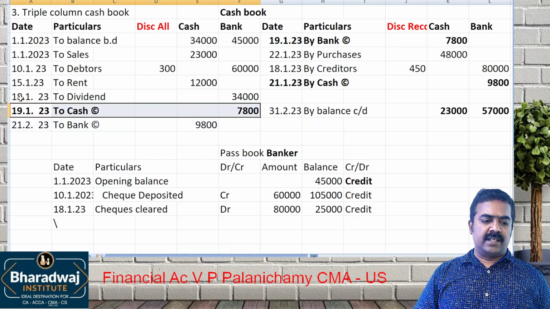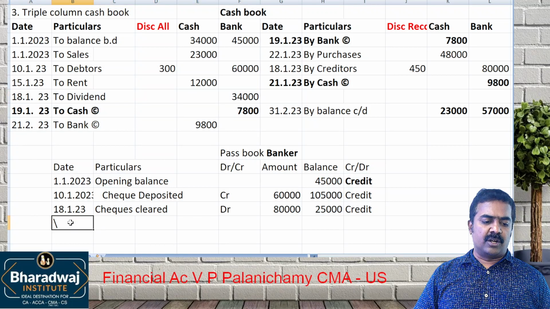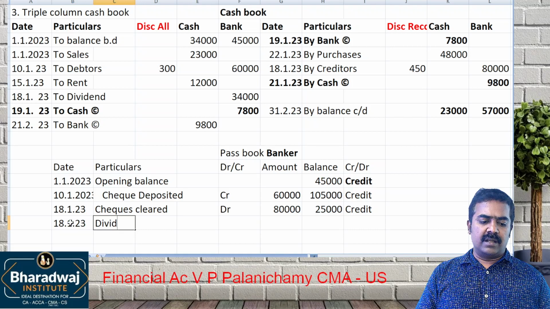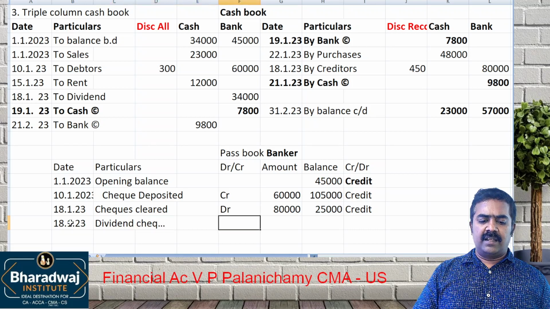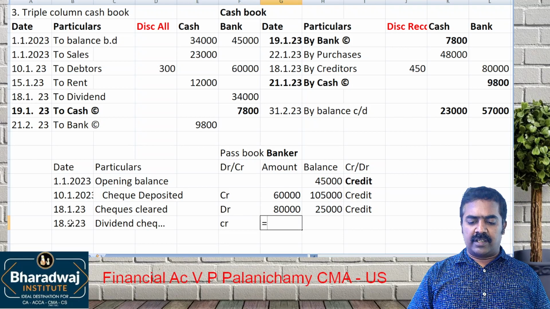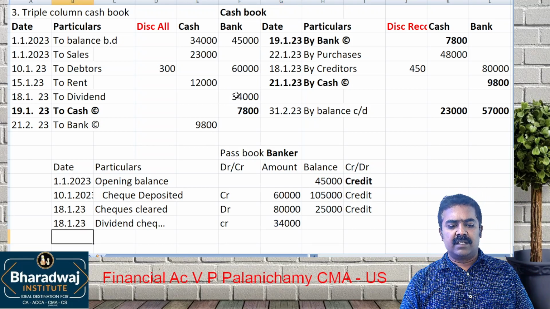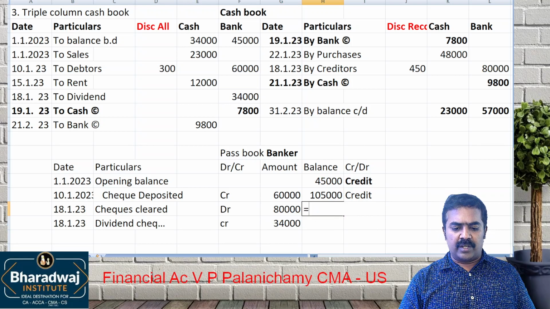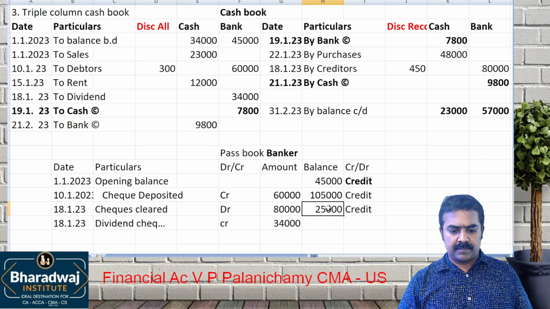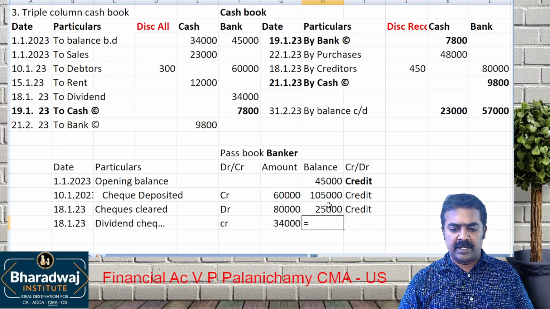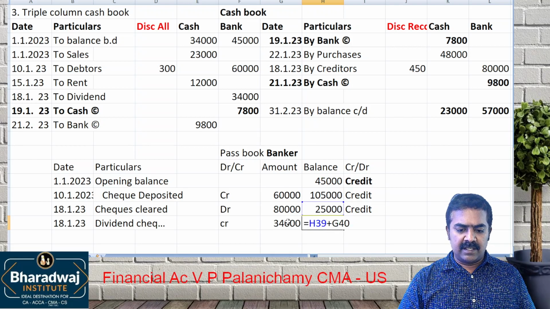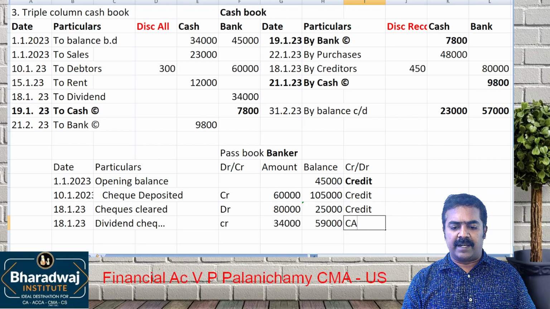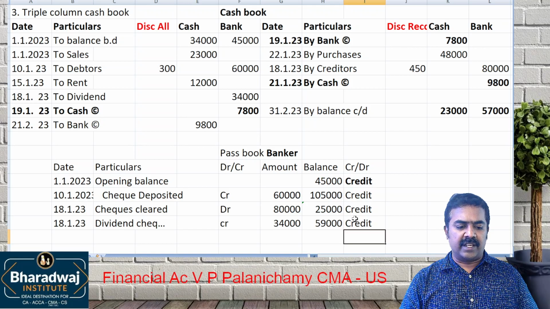Again, 18.1.2023 we are getting a dividend also. We are getting which one? Dividend. Cheque number, like that it will be there. It will be credited in the passbook. Dividend 34,000. So 25,000 deposit has been made, isn't it? Deposit, they will credit. 25,000 plus 34,000, total credit balance how much will be there? 59,000 will be there.